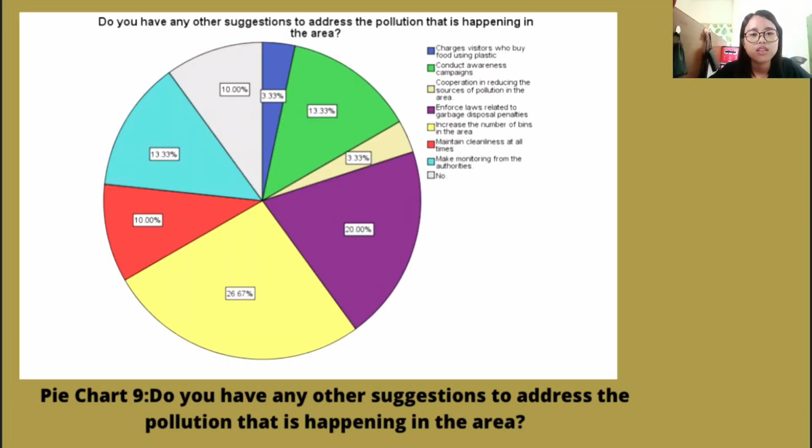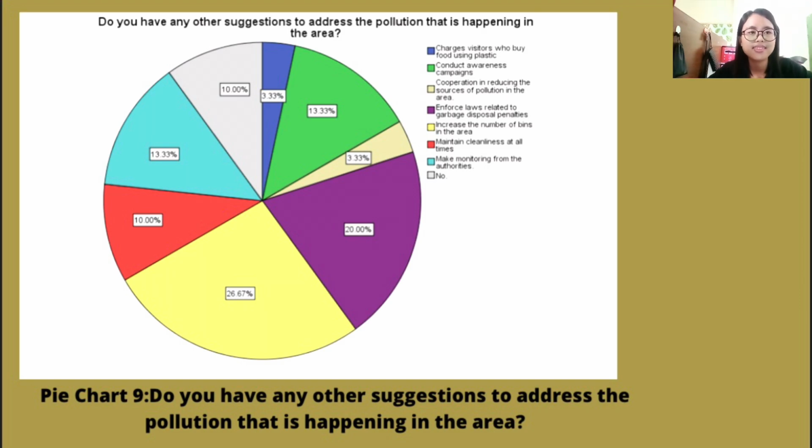Last, pie chart 9: do you have any other suggestion to reduce the pollution happening in the area? 8 respondents, 27%, said increase the number of bins in the area. 6 respondents, 20%, said enforce laws related to garbage disposal penalties. Only one respondent, 3.33%, stated to trust visitors who buy food using plastic and the need for cooperation in reducing the sources.